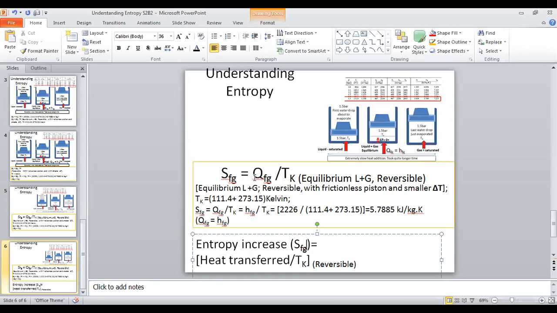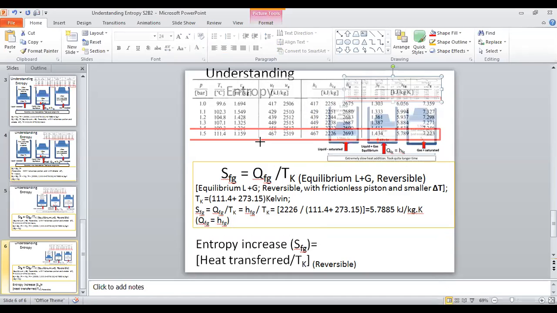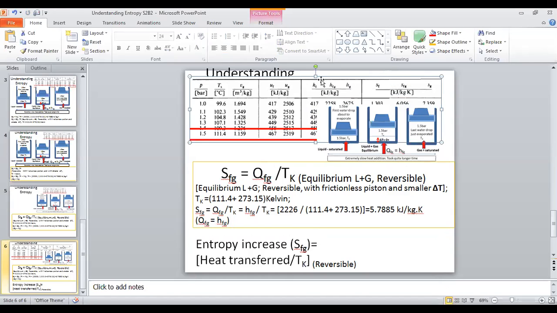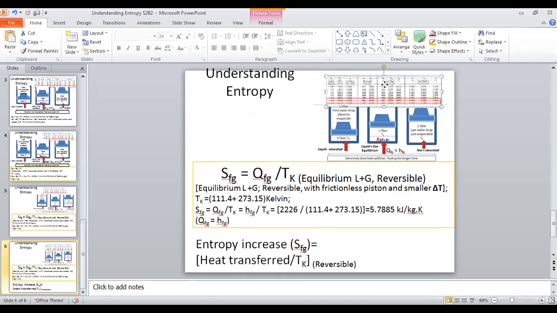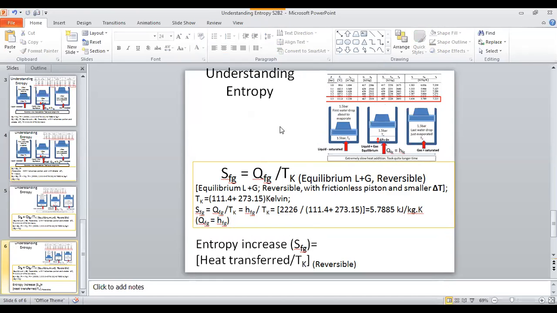So, entropy increase or decrease? Here the heat is transferred to the system. So it can be decreased, or no? Yes, there is a possibility of a decrease if the heat is out of the system. But now heat is into the system, so when heat is into the system, there is an entropy increase.